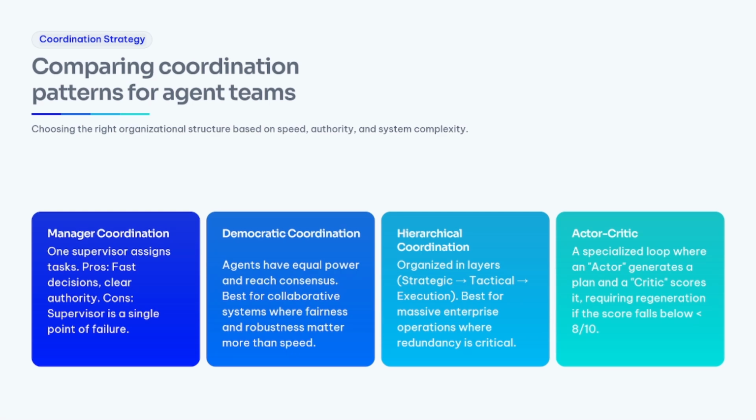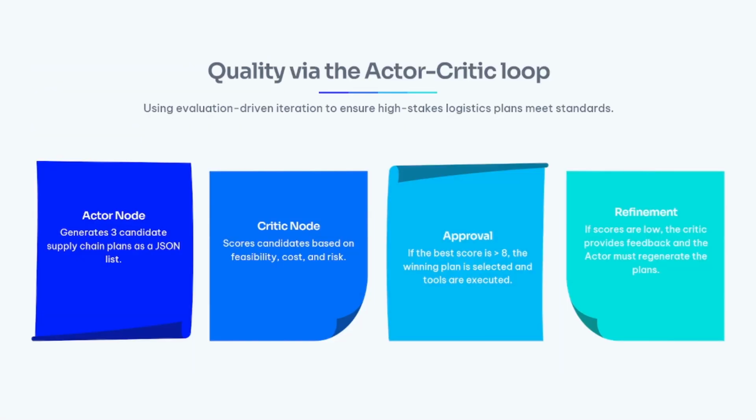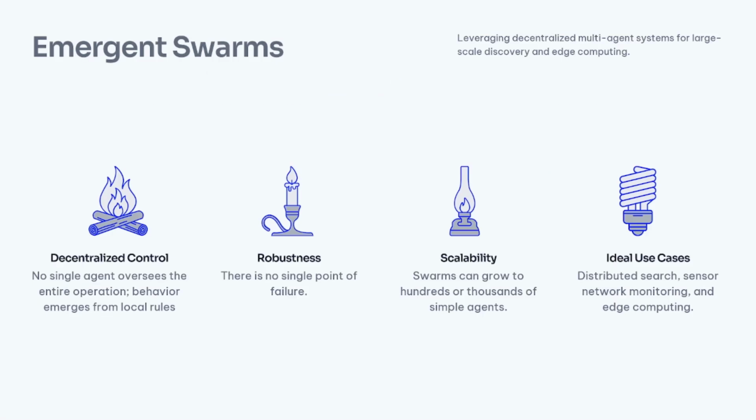And then we have hierarchical coordination, where you have the CEO, CTO, manager, worker. And then you have the actor critique, a specialized loop where one actor generates a plan and the critique agent scores or rejects whatever the actor agent generates. So quality is fair in the actor critique loop. So you have the actor node, the critique node, the approver, and the refinement.